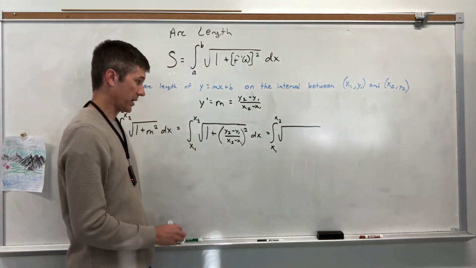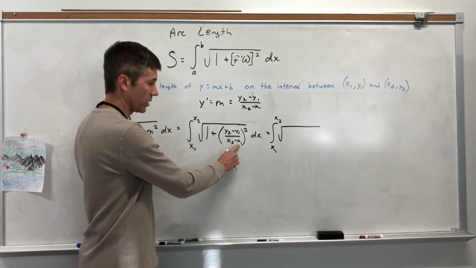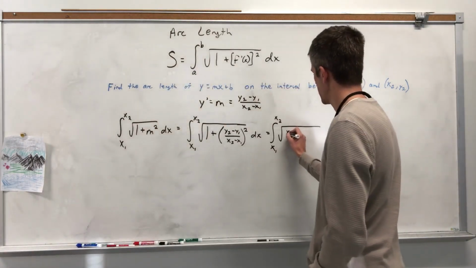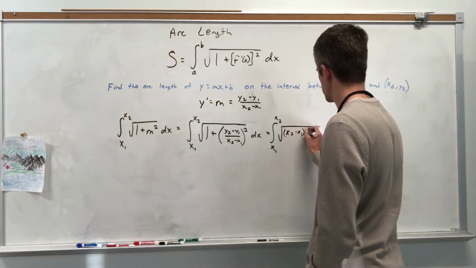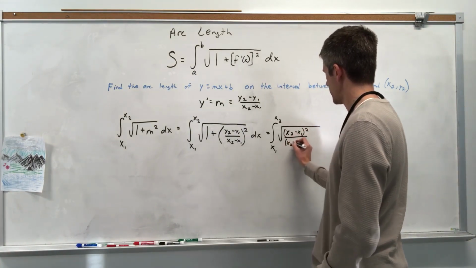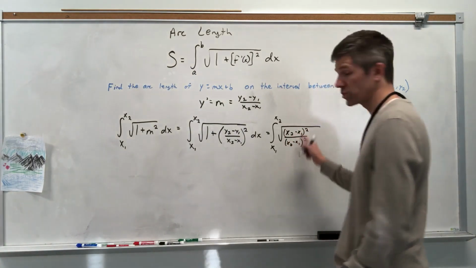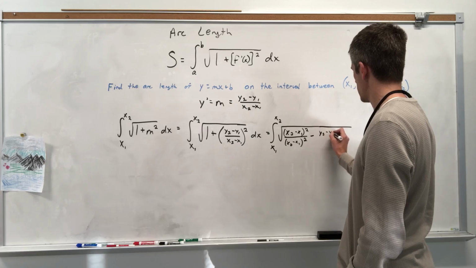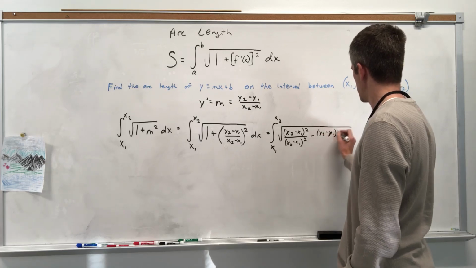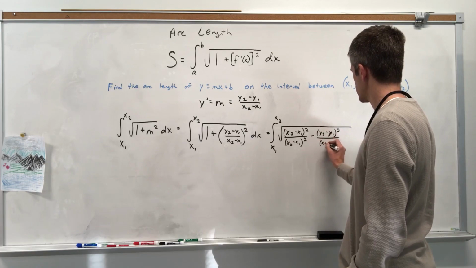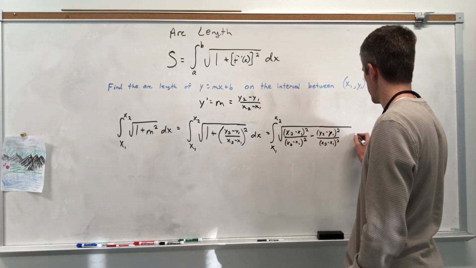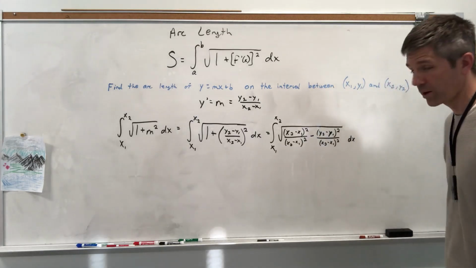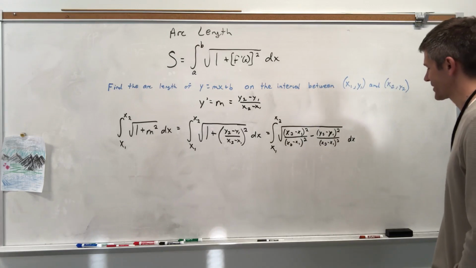Our common denominator is x2 minus x1, but technically it's squared. So we're going to let the first fraction be (x2 minus x1) squared over (x2 minus x1) squared. That is 1. And then plus (y2 minus y1) squared over (x2 minus x1) squared. And then dx. Let's get that dx out from under that square root. Okay, where is this going? You'll see. You'll see. It's going to be fun. You're going to love it.